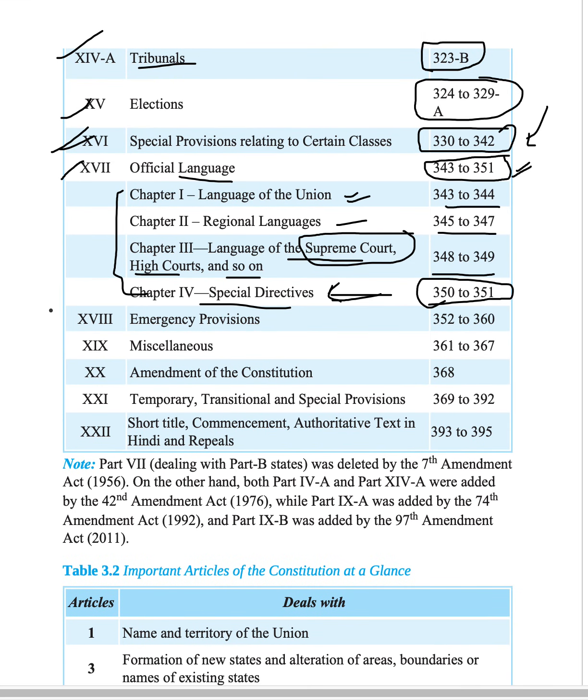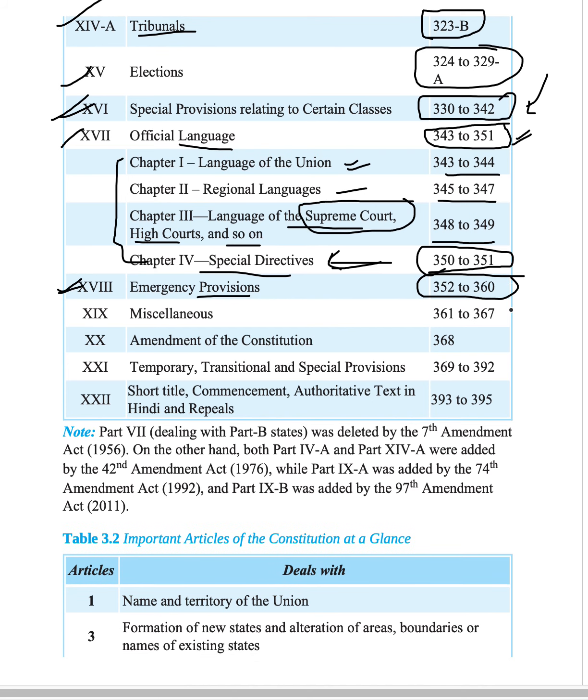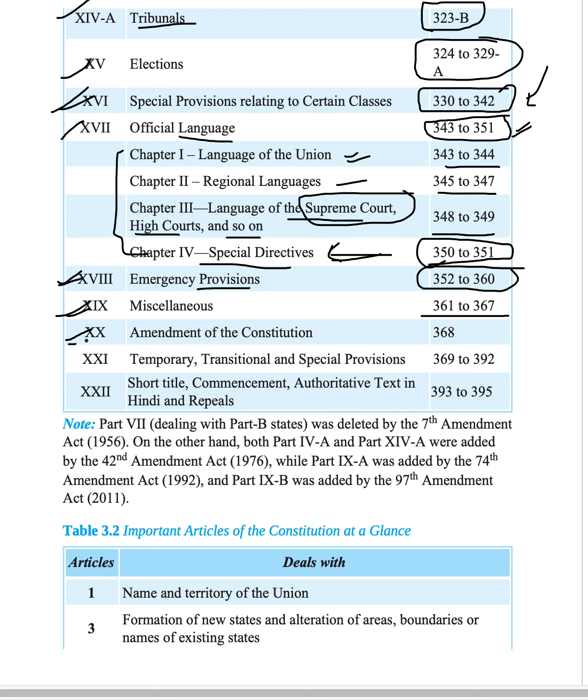Then the next part is part 18, emergency provisions. They are covered from 352 to 360. Then miscellaneous provisions are covered from 361 to 367. And amendment of the Constitution under Article 368. Then temporary, transitional, and special provisions are there in 369 to 392. And short title, commencement, authoritative text in Hindi, and repeals, all this is covered in 393 to 395.